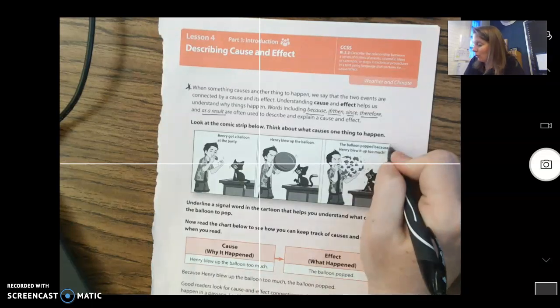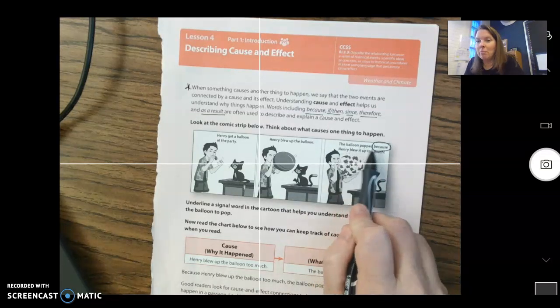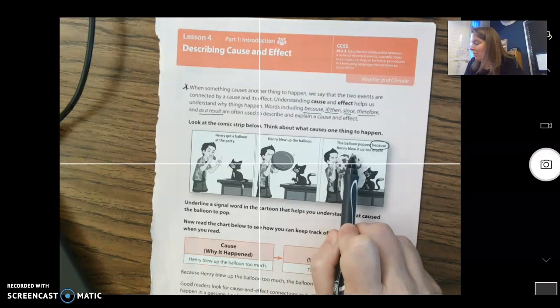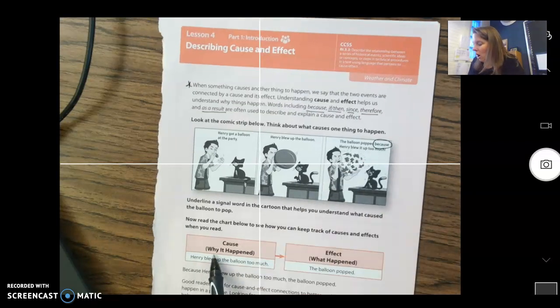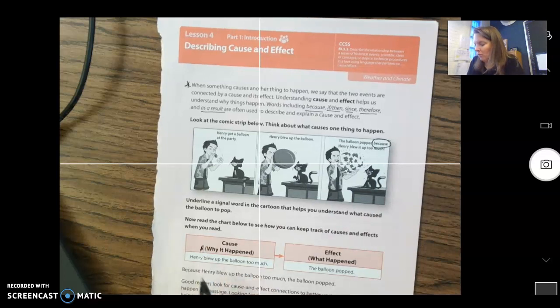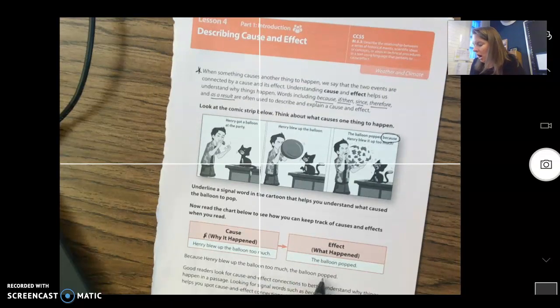Okay, did you circle the word because? Yeah, good job. The balloon popped because Henry blew it up too much. So the cause is why it happened. So Henry blew up the balloon too much. Well, because he did that, what happened? The balloon popped. Because Henry blew up the balloon too much, the balloon popped.